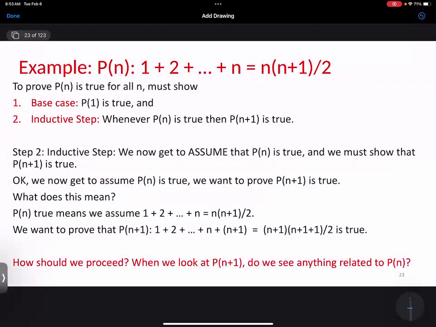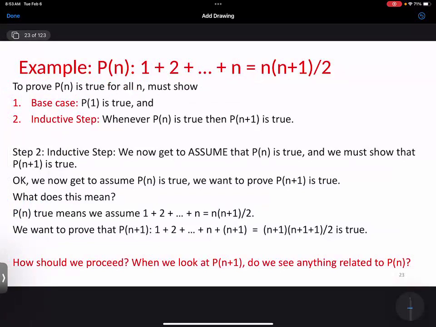And so what does it mean for Pn to be true? It means that 1 plus 2 plus all the way up to n equals n times n plus 1 over 2. We get to assume that that's true for n. n is some arbitrary integer. We don't know what n's value is. We can just assume that that's true.